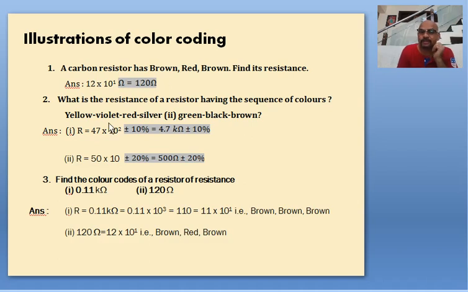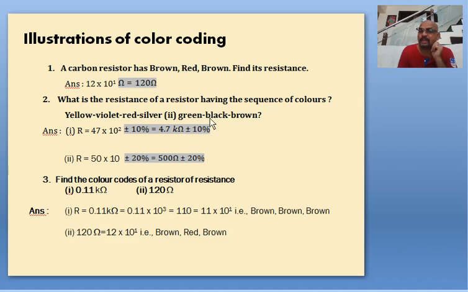Now coming to this one, see that color code. First color is yellow. Yellow stands for 4. Then the next color is violet. Violet is the second ring, second digit, 7. Red is the third ring. The third ring represents the multiplier of 10, 10 to the power 2, 47 into 10 to the power 2. Silver, plus or minus 10%. That means 47 into 10 power 2 can be written as 4.7 into 10 power 3. That is 4.7 kilo ohms plus or minus 10%.